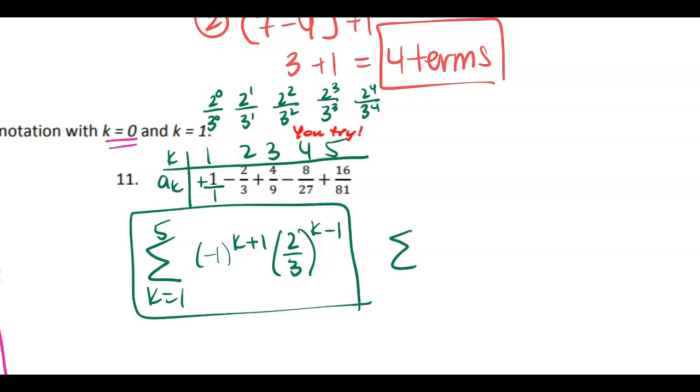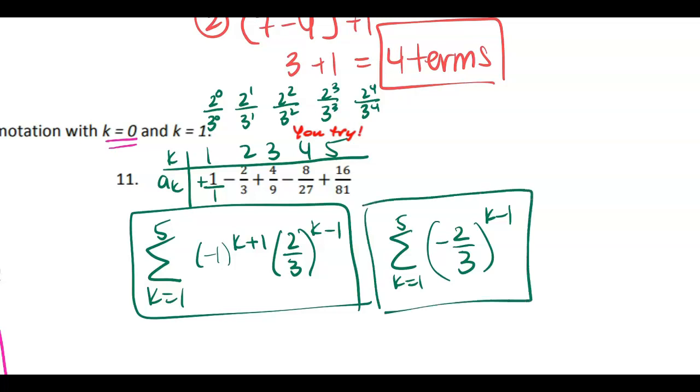So in order to make this a little nicer, here's one way you can write it. Another way you could write it, this summation symbol, k equals 1. You could also rewrite this as -2/3. So just combine that -1 with the 2/3 and then make it to the same exponent, which is k minus 1. This would probably be a nicer way of writing it instead of what I put, but it'll still give you the same answer.